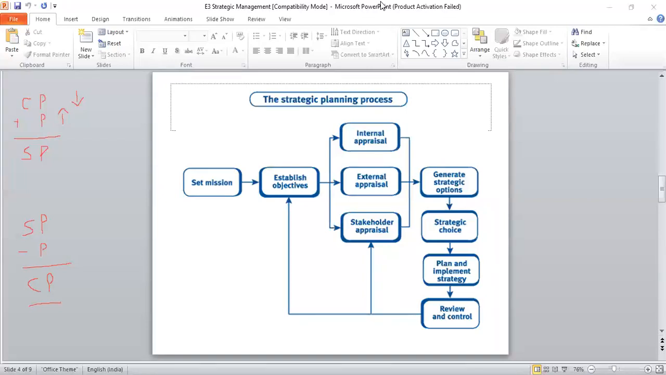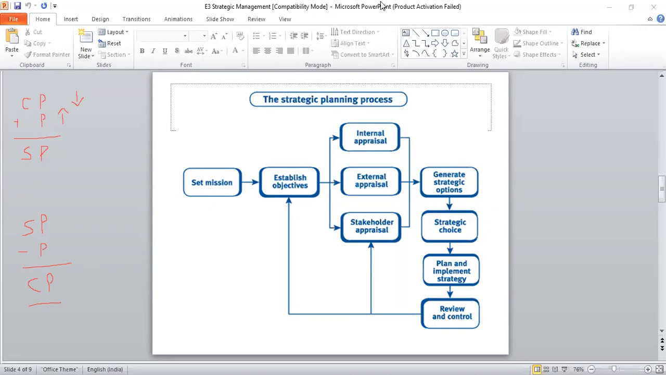Similarly, the weaknesses should also be understood. Maybe they do not have the skill set required, they are not sound in the technical know-how, or capital is not abundantly available. So weaknesses also have to be understood. It's not only the strengths that should be understood, but they also have to understand the weaknesses.